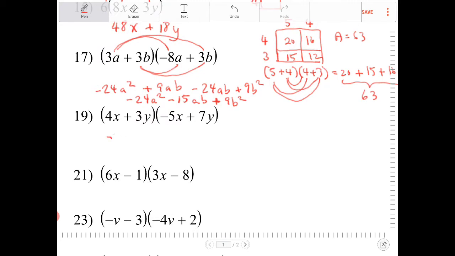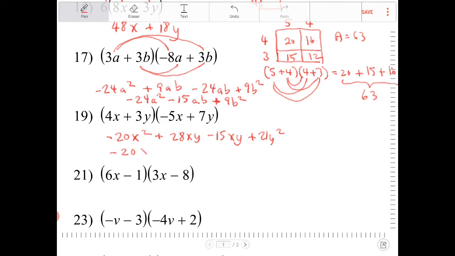This is going to be negative 20xy plus 28xy minus 15xy plus 21y squared. I made a mistake again, the same mistake as before. This should say 20x squared, not xy. So my bad there. We're going to combine like terms.